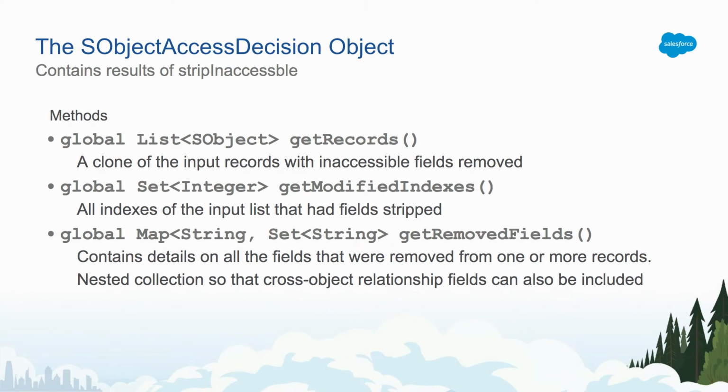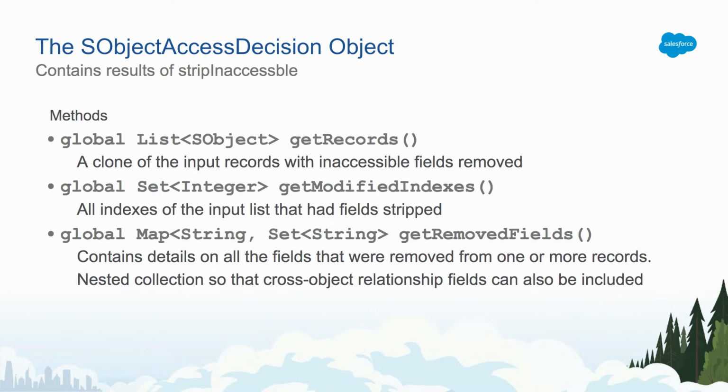So this SObjectAccessDecision object is just a container object for the results of the stripInaccessible call, and it has 3 methods. The first method is just to get the stripped objects. So getRecords will return to you a new list of SObjects which are identical in every way to the input source records, except that fields that did not pass the access check are not included. So they come out in the same order, they have the same IDs, they are the same types. The next 2 methods are helper methods to help you understand what happened in the call.